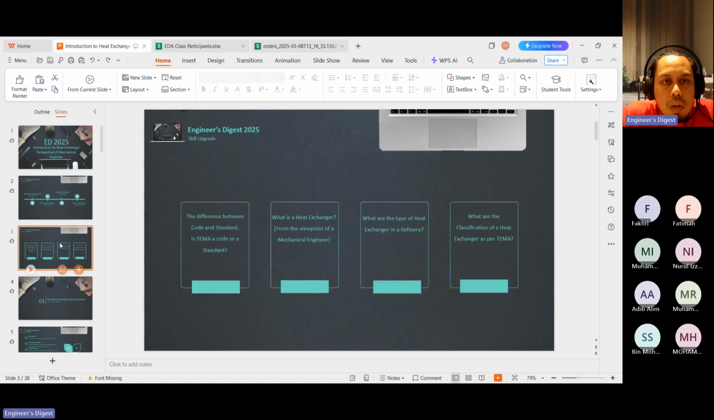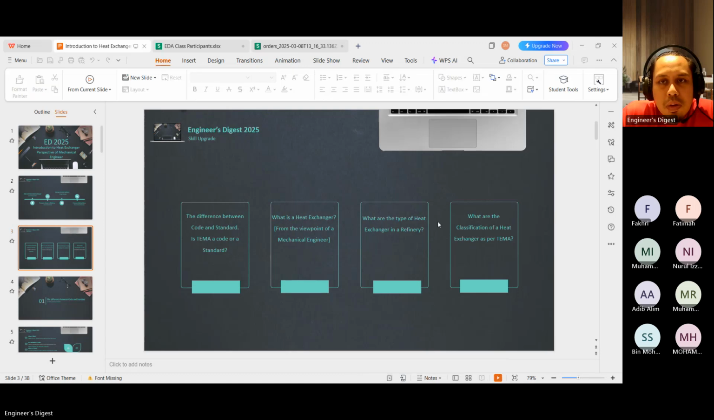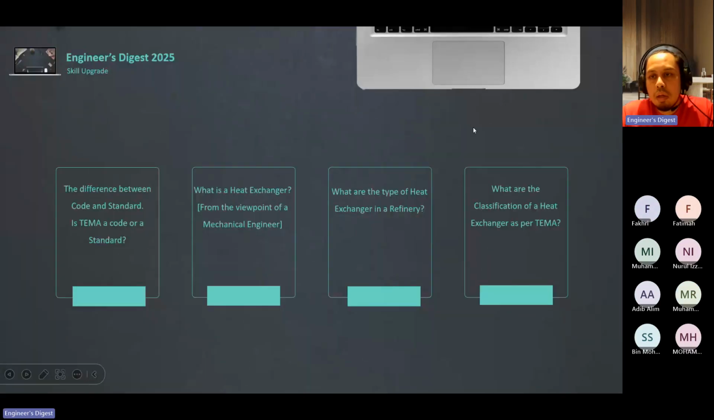Let's see. Okay, the scope for today. We want to... Full screen. Okay, can you see? Wait a moment. Not yet. Okay. A while more. Share screen. Okay, can. Okay, right.